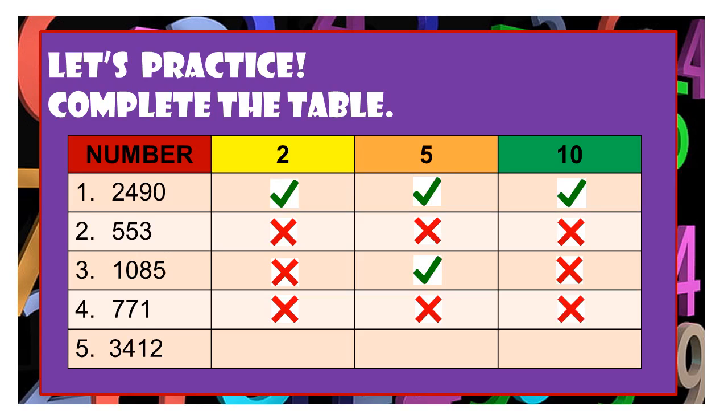What about number 5? 3,412. Is it divisible by 2? Yes, it is divisible by 2 because the last digit of the number is an even number, which is 2. How about 5? Is it divisible by 5? No, it is not divisible by 5 because the last digit is not 5 or 0. How about 10? It is not divisible by 10 because the last digit of the number is not 0.